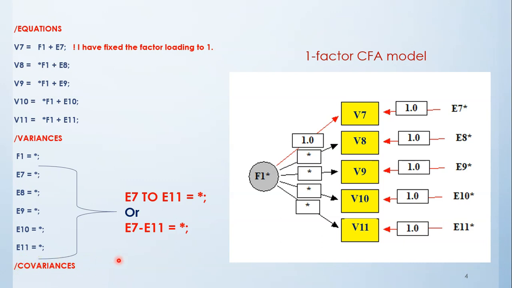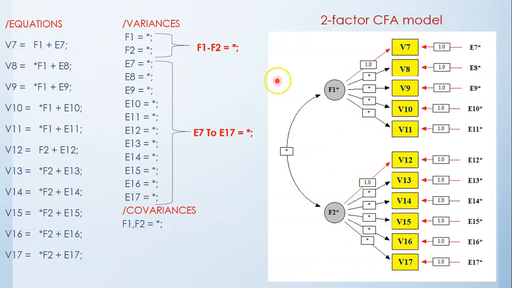Okay, now let's have a look at the other example. Here we have a two-factor CFA model. Basically, we have 1, 2, 3, 4, 5, 6, 7, 8, 9, 10, 11 dependent variables in this model. That's why you could see 11 equations displayed under equation section. We also have 11 error variances, 2 factor variances. So in total, we will have 13 variances displayed here, and all of them are also to be estimated as indicated by the asterisks in front of them.